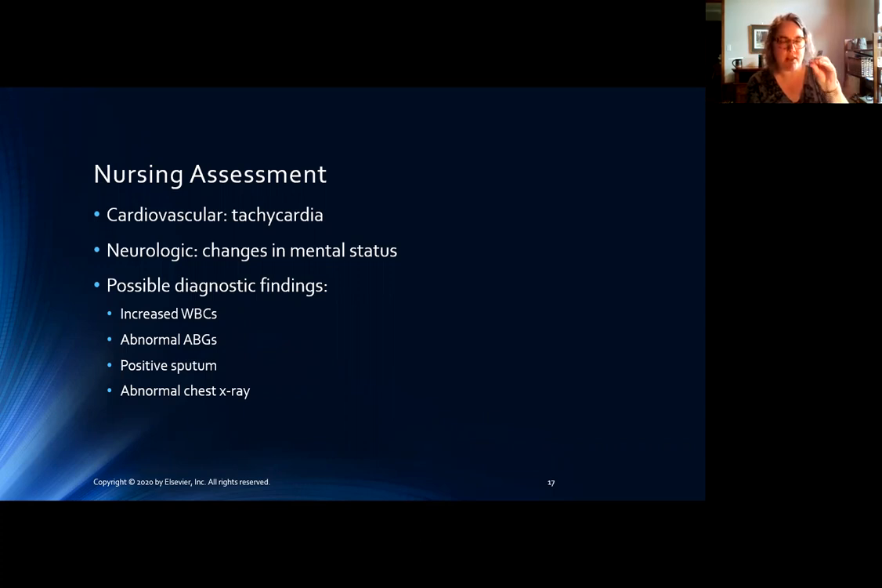start looking at their blood studies to see if you can see an increase in WBCs, just to let you know. So possible diagnostic findings in those labs: increased WBCs. You can have abnormal arterial blood gases. If that gas exchange isn't going the right way, you will have changes in the ABGs. Their pHs will change as well as their PaCO2 and their PaO2. You'll have positive sputum and you'll have abnormal chest x-rays.